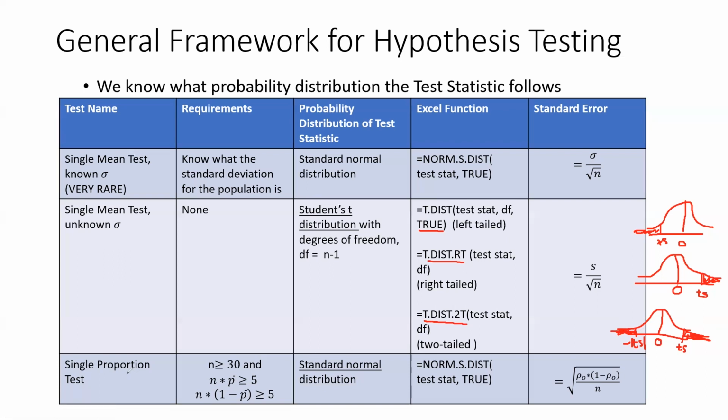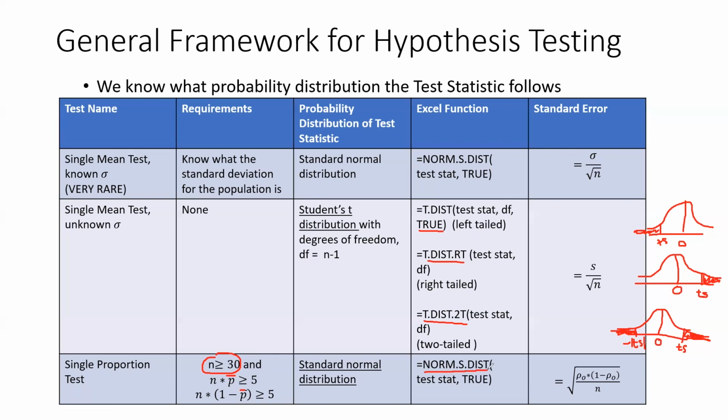And then for a single proportion test, if we have a relatively large sample, so we need about 30 or more points in our data, and we can satisfy that n, the sample size, times the observed proportion is greater than or equal to 5, and that n times 1 minus the observed proportion is greater than or equal to 5, then we can create the test statistic, and it follows a standard normal distribution.